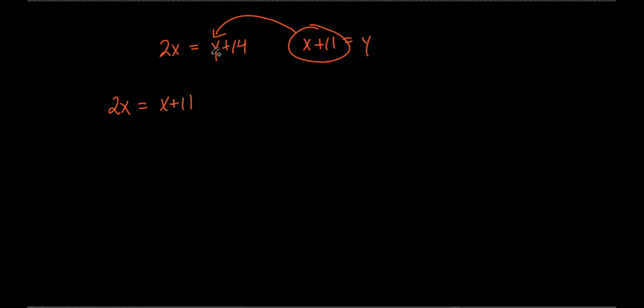All right, so there's your x plus 11, plus 14, right? And now look, I've got one equation and one variable, and now I can solve for x. Pretty easily. Subtract x from both sides, I get x. Add the 11 and 14, I get 25. So that's my x. Now I just have to solve for y.